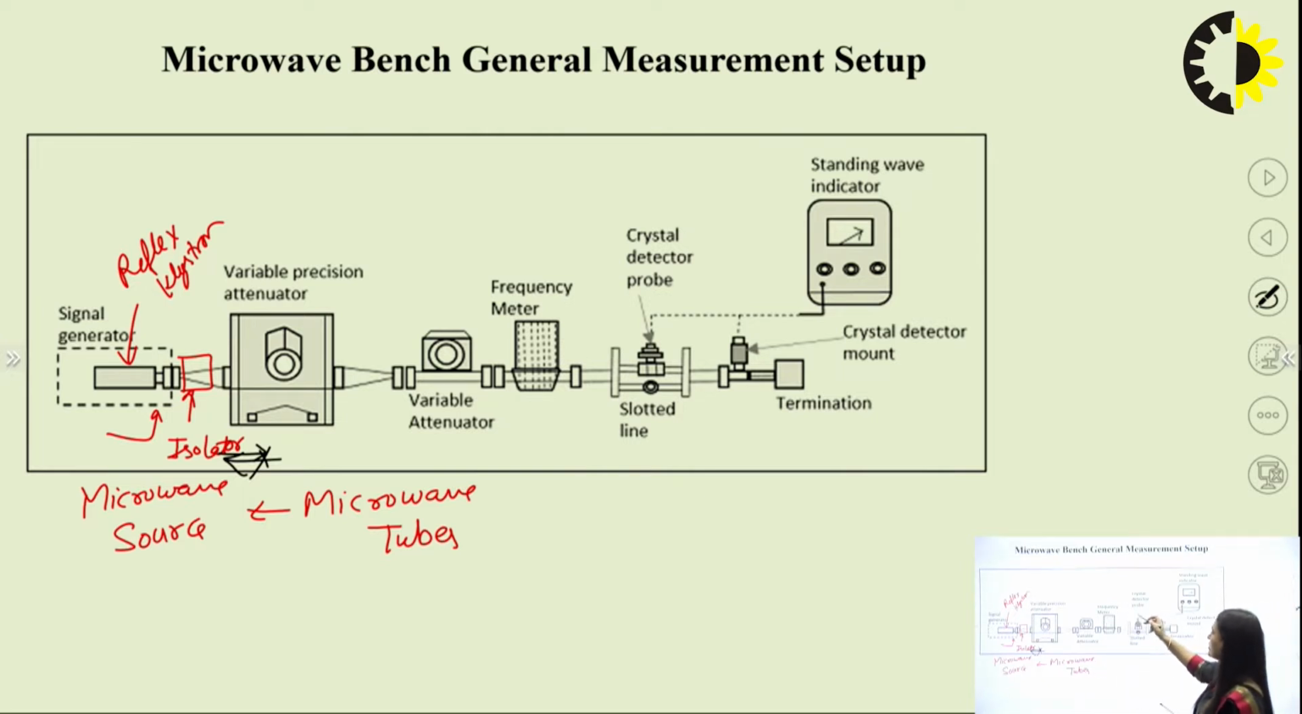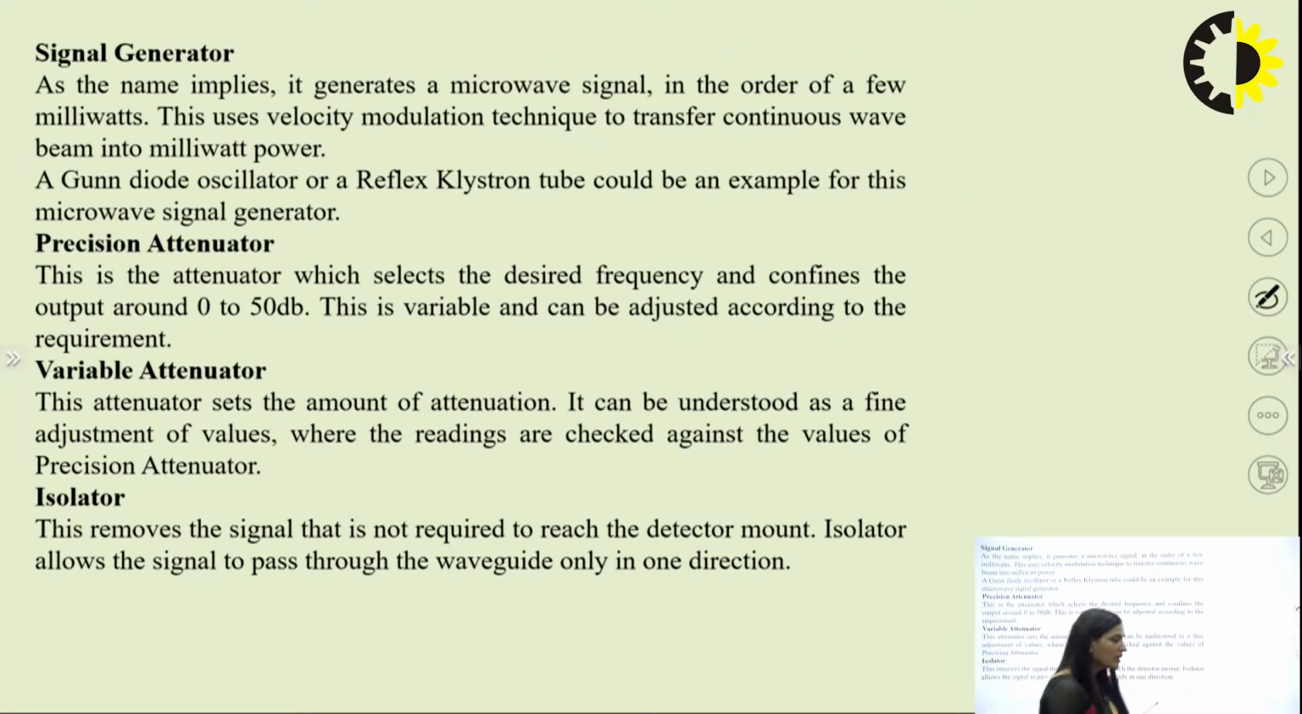After that, one slotted line section is used here. From this slotted line section we can connect a number of components. Here one crystal detector probe is used, and this is connected with an SWR meter, and the crystal mount is here. We can connect a CRO, any meter, power meter, VSWR meter, anything which we want to measure is connected through this slotted line section.